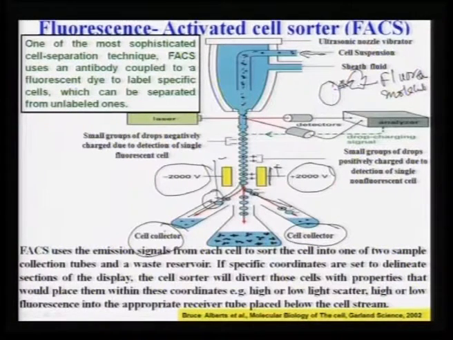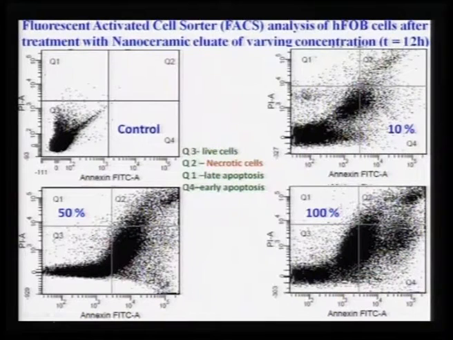Before it is entering this electric field, there is a laser. This laser is focused on the cell stream, and once it is focused, depending on the population of the total cells which are still alive, that population can be detected. This is the typical result.